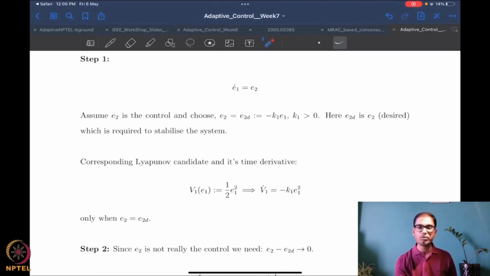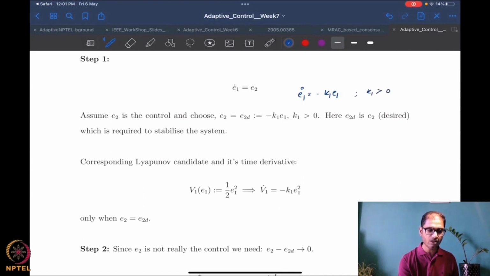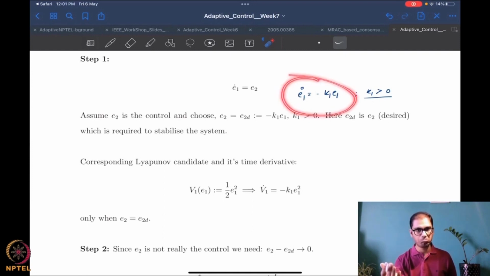And what would be the stabilizing control? Remember, we always try to choose a model, right? So what is a good model in this case? We know that if I have E1 dot is minus K1 E1 for any K1 positive, then we know that it's an exponentially decaying system. Yeah. So this is what we've been doing. We've been choosing a sort of ideal system to follow. And this is, well, ideal enough for us, right? So that's what we do.